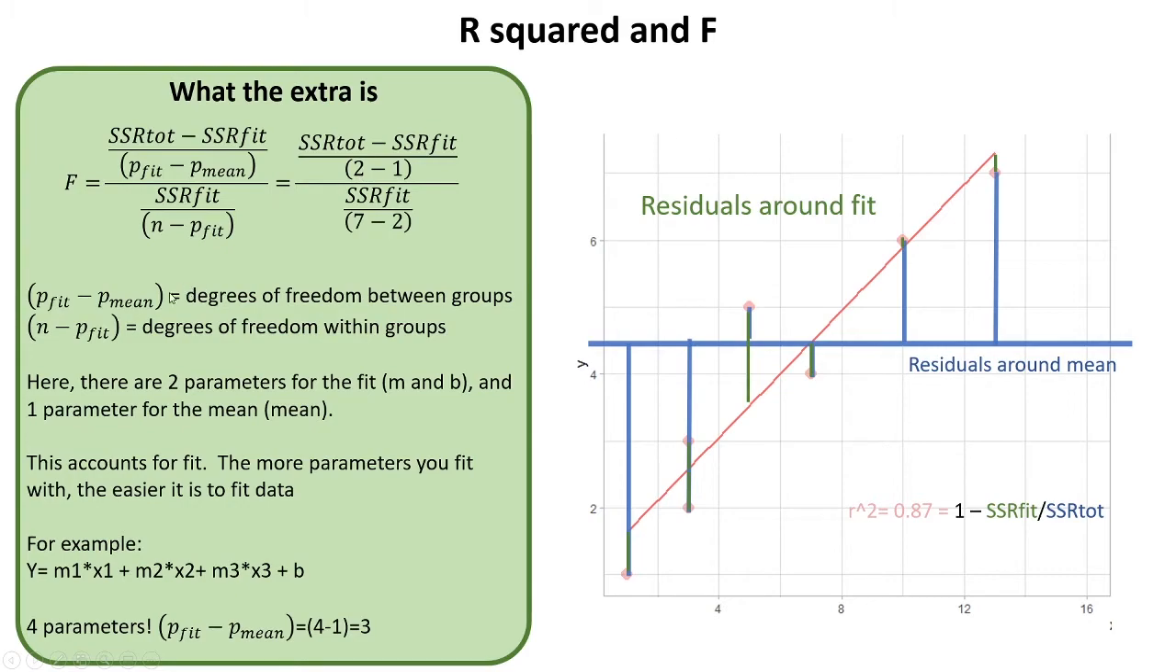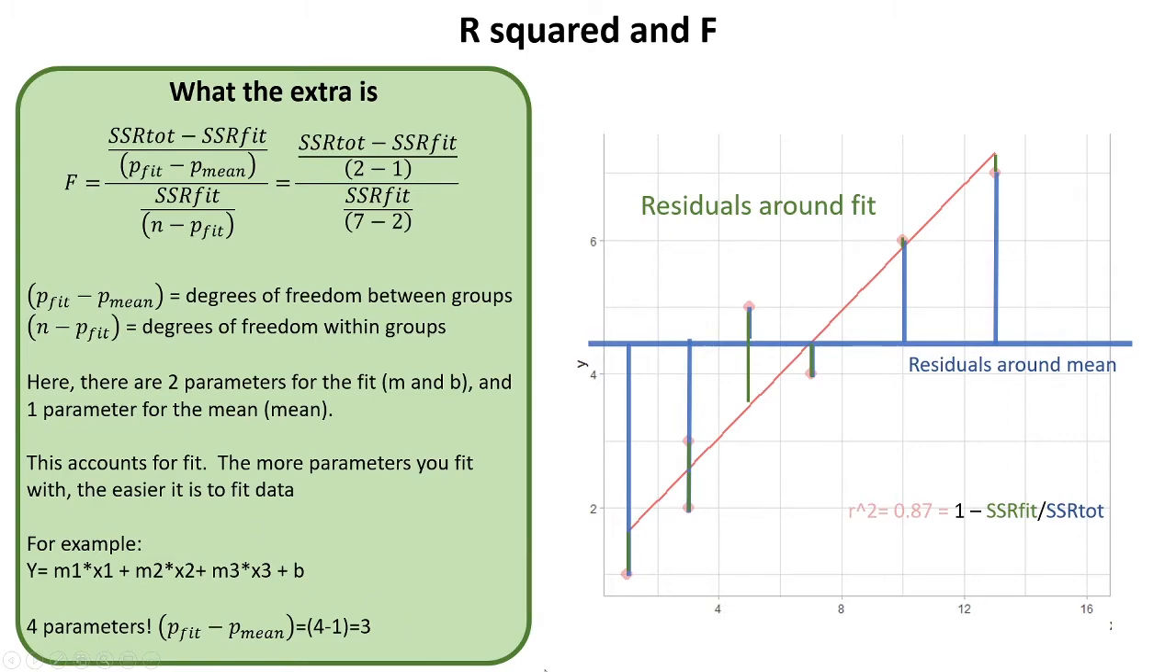Okay, and so for this example, since we have M1, M2, M3, so 3 slopes and a slope-intercept for this multiple regression, now we have 4 parameters, right? So p-fit would be 4, p-mean would still be 1, and we ultimately end up with 3 degrees of freedom up here in the top for calculating our F statistic.